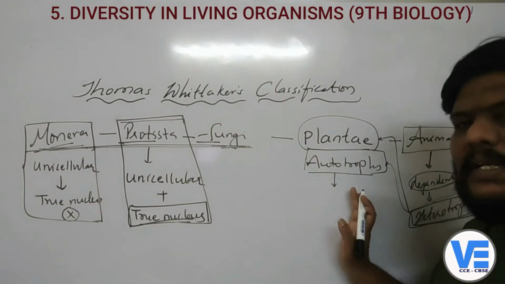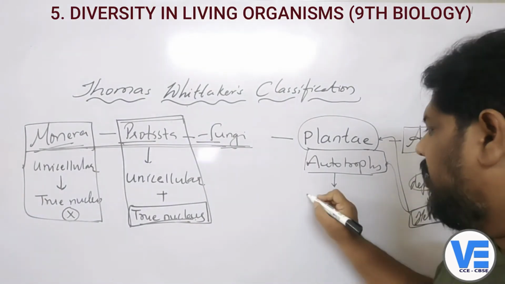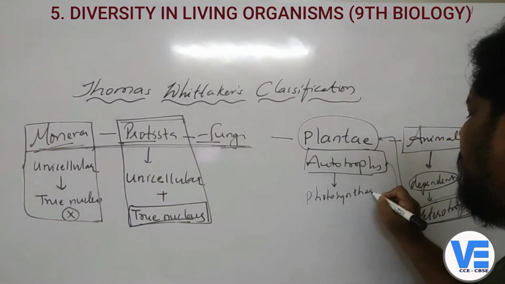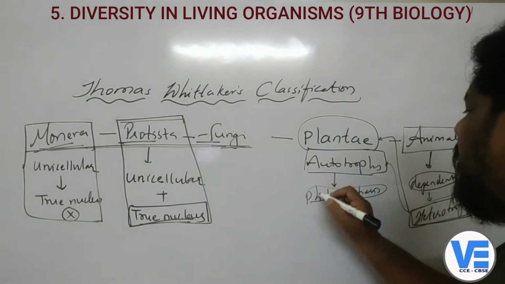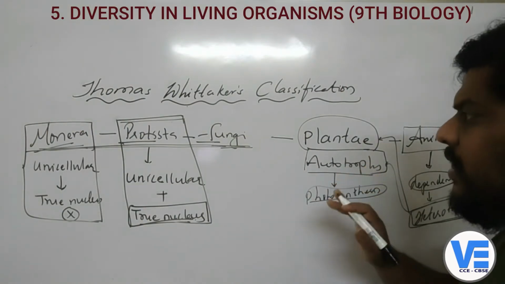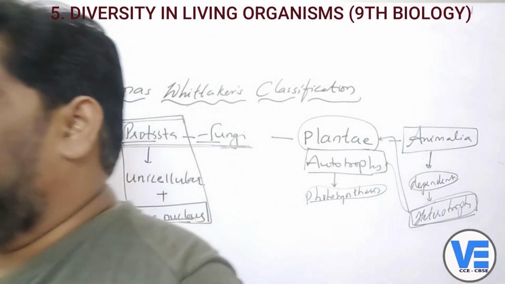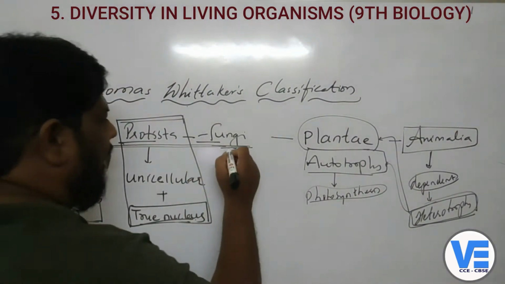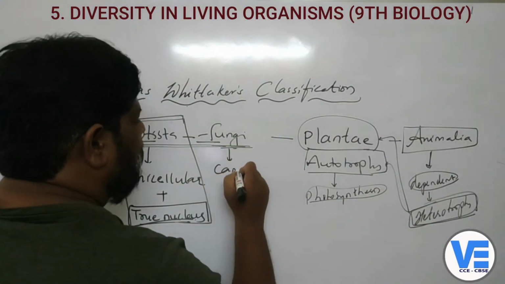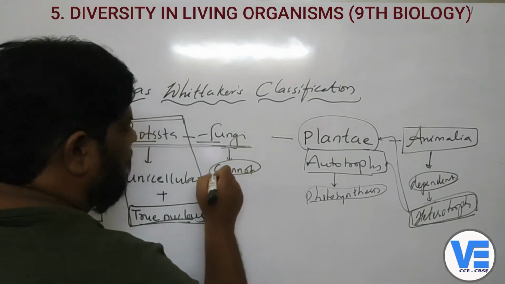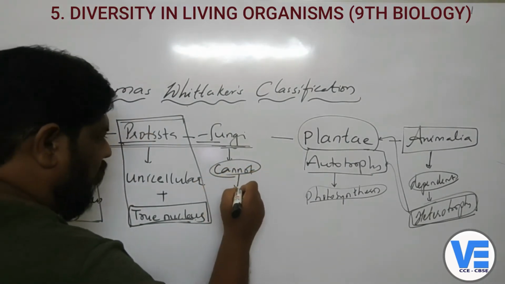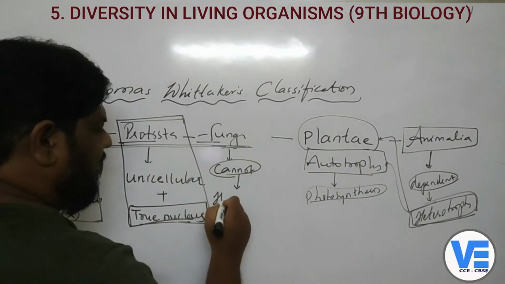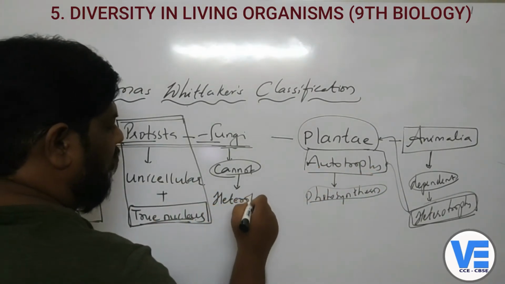Plants, you know, prepare their own food material through a process called photosynthesis. So that's why they are autotrophs. Now when you come to the group called the fungi, here it is a bit different. Now this fungi cannot prepare their food material, and moreover they depend upon the other organisms for their food material. So that's why they are called heterotrophs.